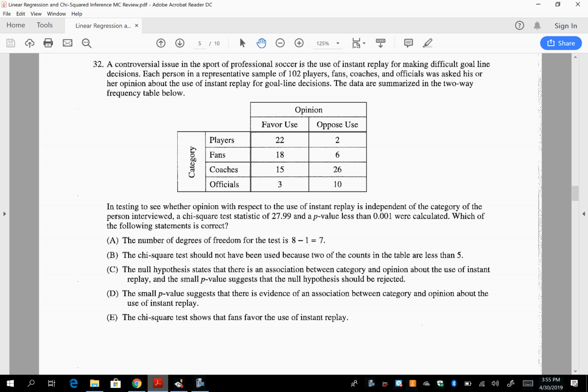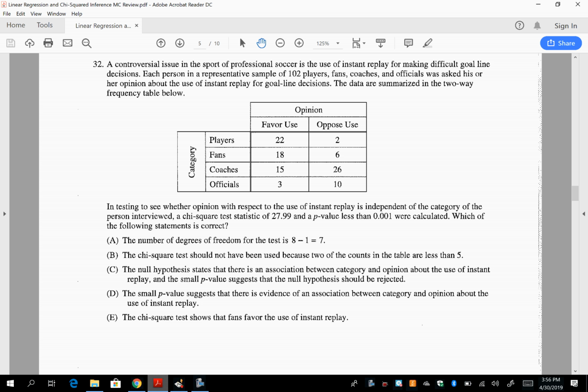Okay, let's look at C. Immediately I know C is wrong. Why do I know C is wrong? There is an association. The null hypothesis should always be that there is no association. That's why C is wrong. So C is wrong. Now we're down to D and E.